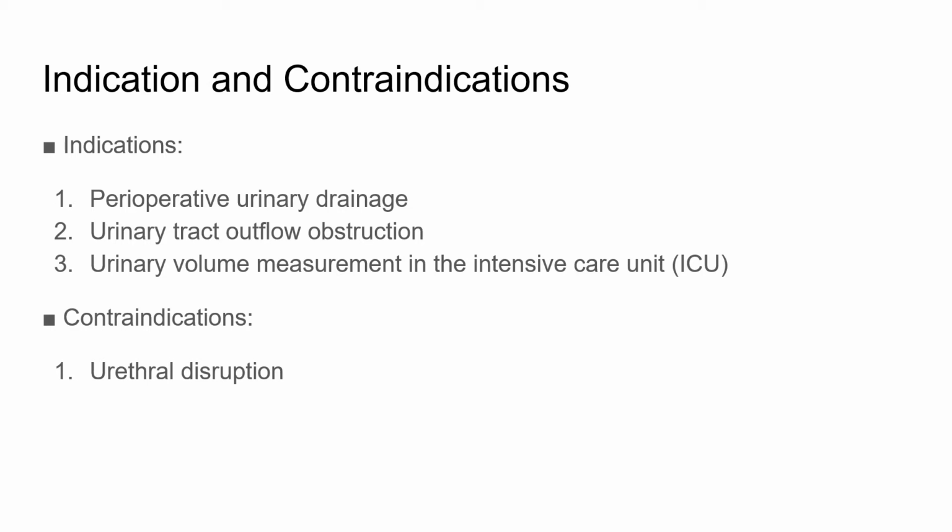Then urinary volume measurement in intensive care units. We know that in the intensive care unit, the patient will be in a vegetative state most of the time, or will not be able to give an output properly. In such a condition, urinary catheterization is done to measure the output. And the contraindication: in all conditions where there is a urethral disruption, urinary catheterization is contraindicated.